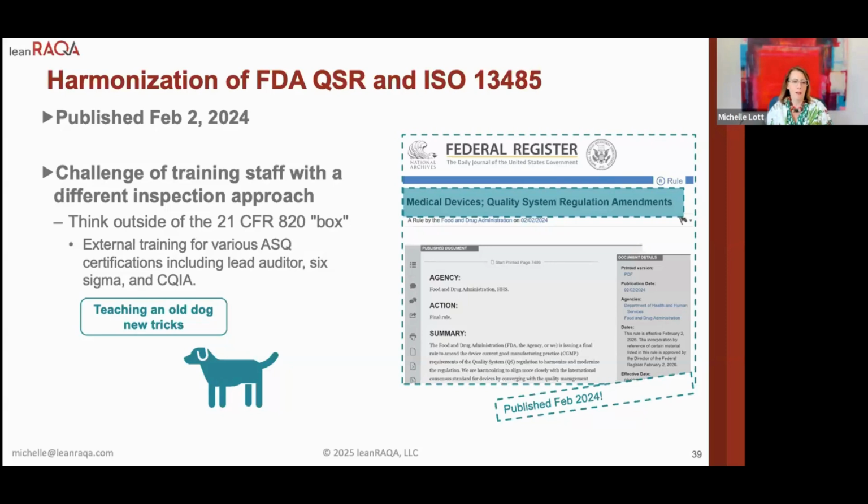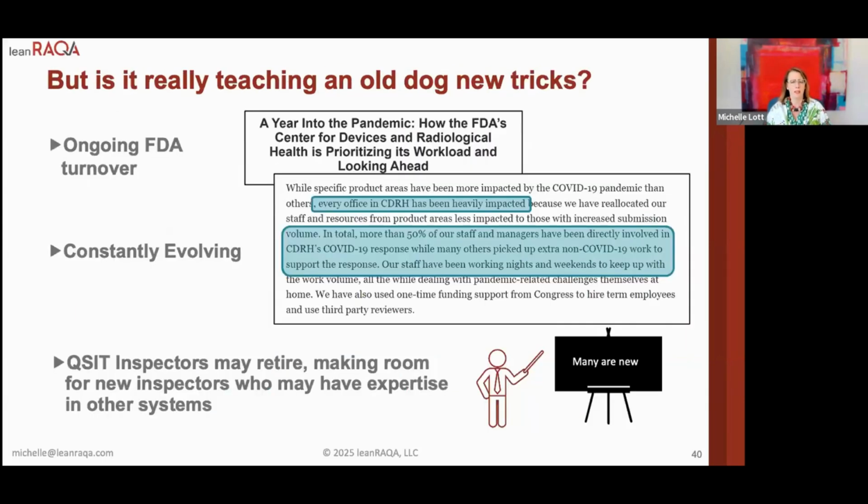The FDA said that they were going to start getting ready by sending inspectors to ASQ certification audits. But when I thought about it more, given COVID and some subsequent changes, I don't really think it's like teaching a dog new tricks, because you have ongoing FDA turnover since the pandemic, still 5 years later. And even in the pandemic, we saw a mass exodus from the FDA of people taking their retirement and going to live their life.